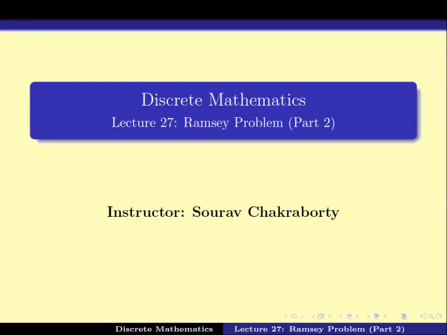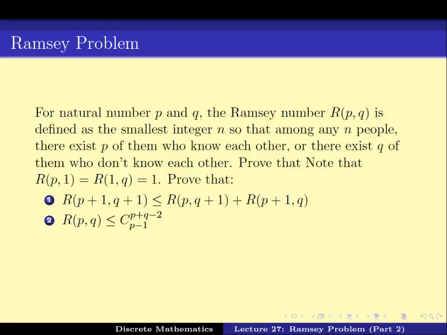Welcome back. So we have been looking at the Ramsey problem and how to solve the Ramsey problem using graph theory. To recap, what does the Ramsey problem say? Given two natural numbers p and q, we define the Ramsey number R(p,q) as the smallest integer n so that among n people there exist either p of them who know each other or q of them who don't know each other.